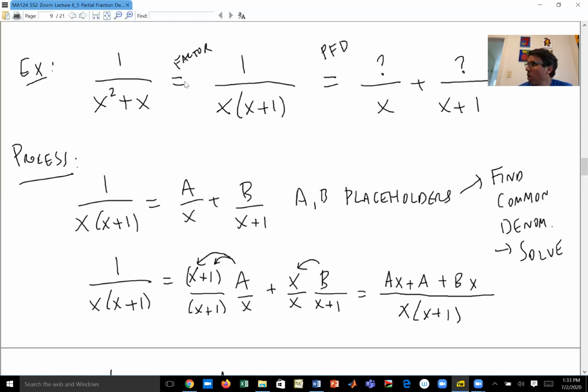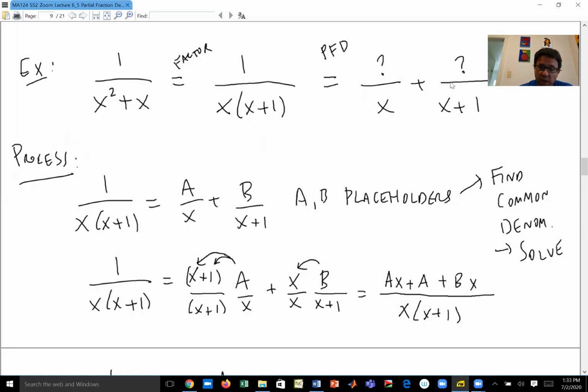Or we realize that if we were going to break up a problem like this, so we're trying a new one here, 1 over x squared plus x, we know that when we factor, we get x and x plus 1. So that's at least a hint that I need to do the same sort of process. Some fraction with x, some fraction with x plus 1. But instead of guessing and checking, let's just put in some placeholders. So call it a and b.